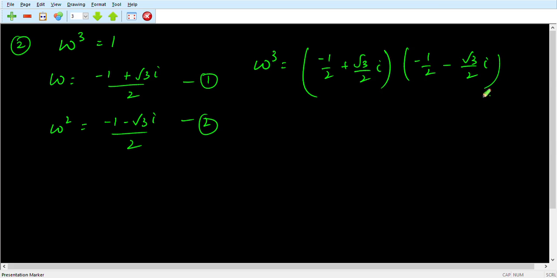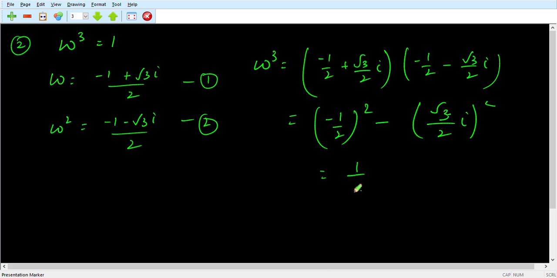So this is of the form a plus b and a minus b. So the answer will be 1 upon 2 to the power 2 minus under root 3 upon 2 iota to the power 2. This will give me 1 upon 4 minus 3 by 4 iota square. Iota square will give me the value minus 1. So 1 upon 4 plus 3 by 4. So this will give me 4 upon 4, and the answer will be 1. So omega to the power 3 will give me the value 1.